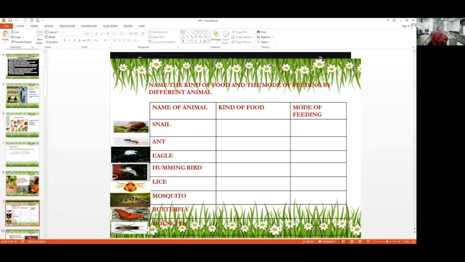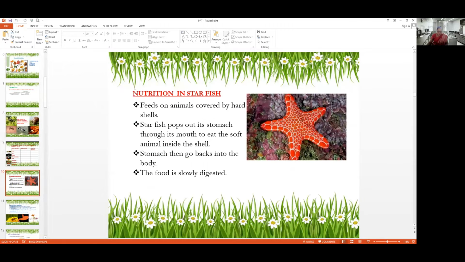Okay. So next, coming to nutrition in starfish. Here I'm going to show an example of nutrition in starfish. It feeds on animals covered by hard shells. The starfish pops out its stomach through its mouth to eat the soft animal inside the shell. The stomach then goes back into the body. The food is slowly digested. Based on this, I have shown you the video during class time.